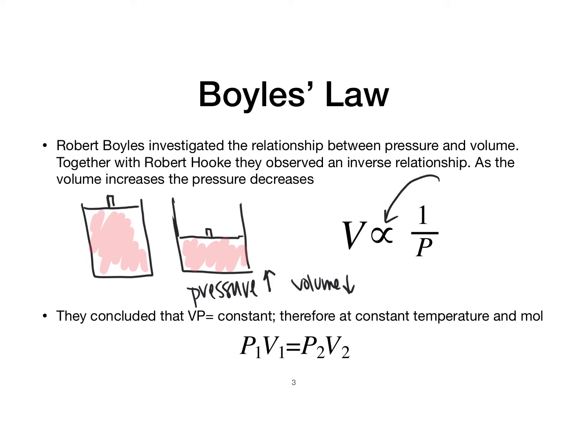And so this sign here means proportional. This says that the volume is proportional to the inverse of the pressure, or that volume times pressure is equal to a constant. If volume times pressure is a constant, and you have constant temperature and moles, so constant T and n, then the pressure times volume for one system is equal to the pressure times volume for the second one. So P1 V1 equals P2 V2, where we look at the pressure under different conditions.